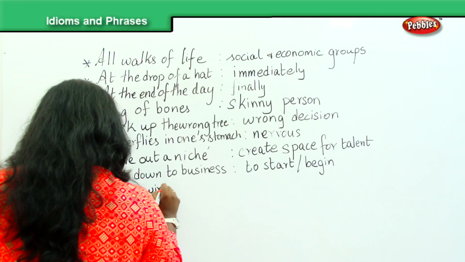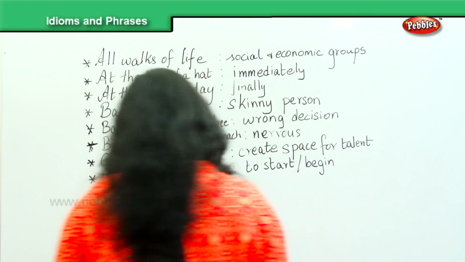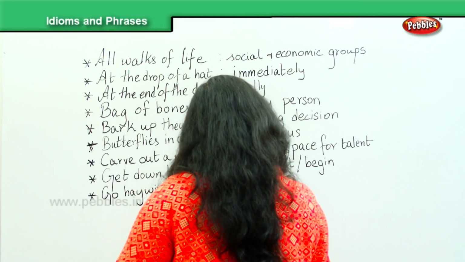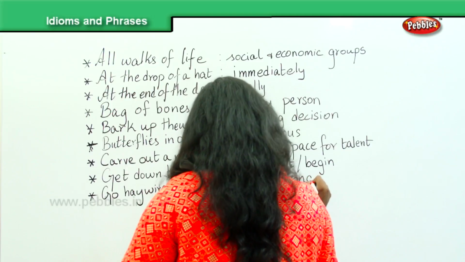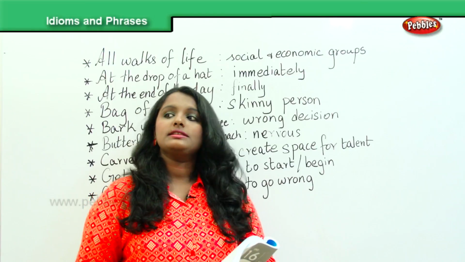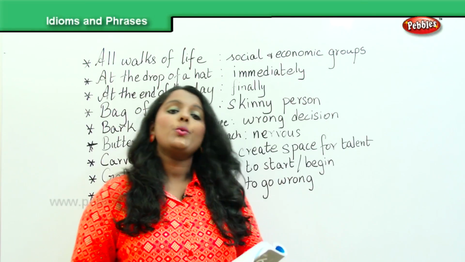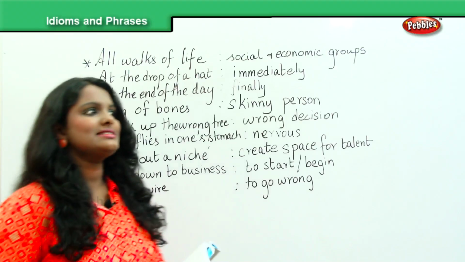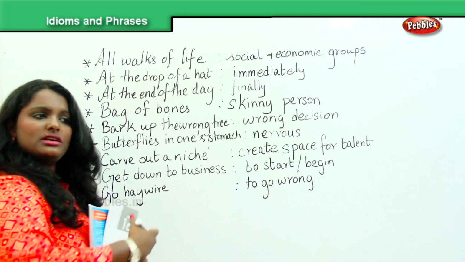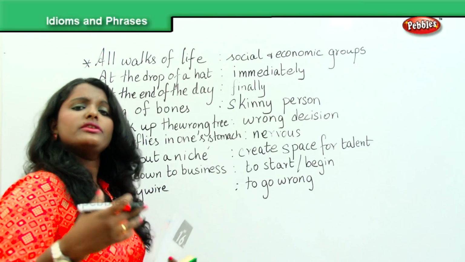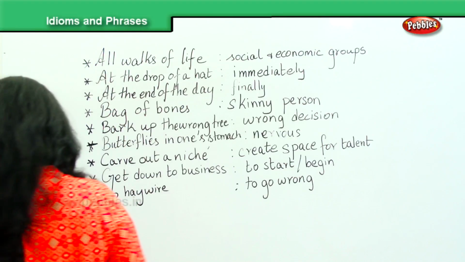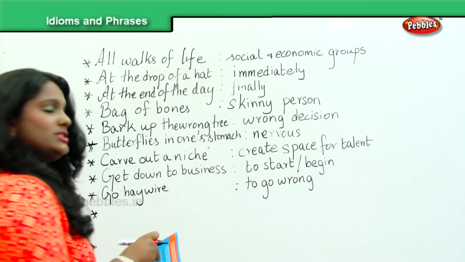Go haywire. That means to go wrong. Shall I give an example stating the traffic went haywire because the signals were not working, right? So the traffic has gone completely out of control, completely wrong because the signals were not working. Let me give another example. Not example, let us go to the next idiom.